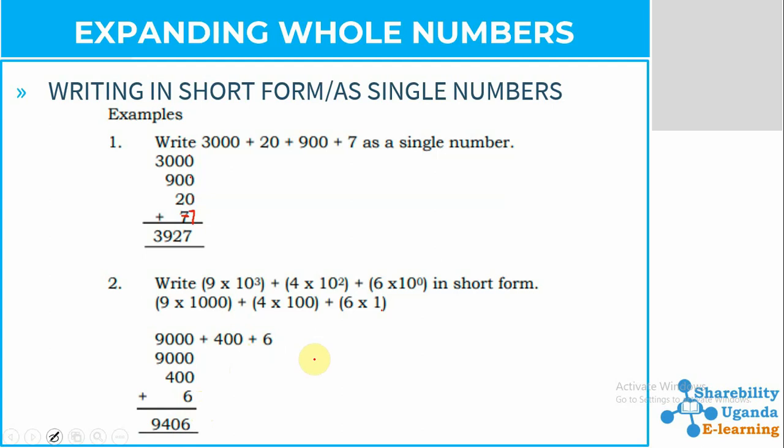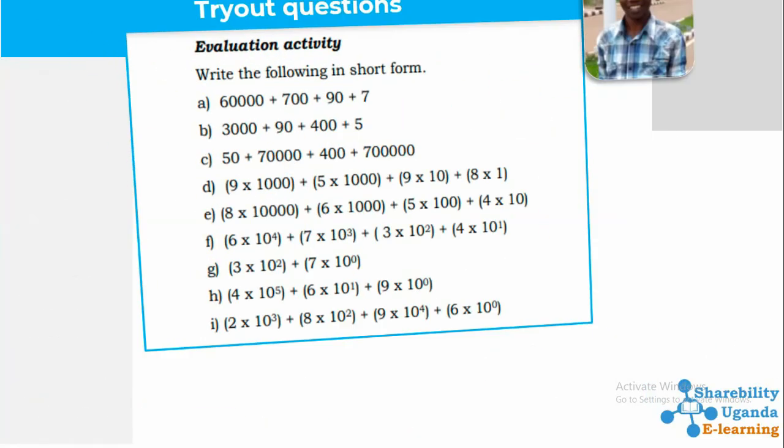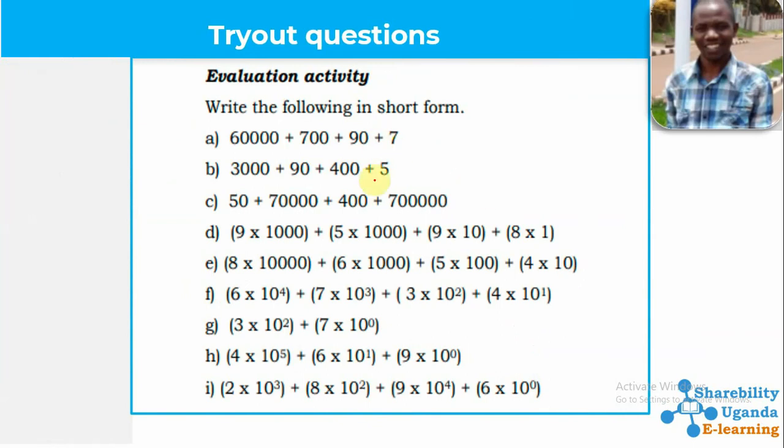Alright, so short form is not as difficult as that. It is all about having the concept that we explained in our recent videos, for you to be able to understand writing numbers in short form, or write this expanded number as a single number. So let's look at some of the questions that are always asked. For example, we have 60,000 plus 700 plus 90, then plus 7.